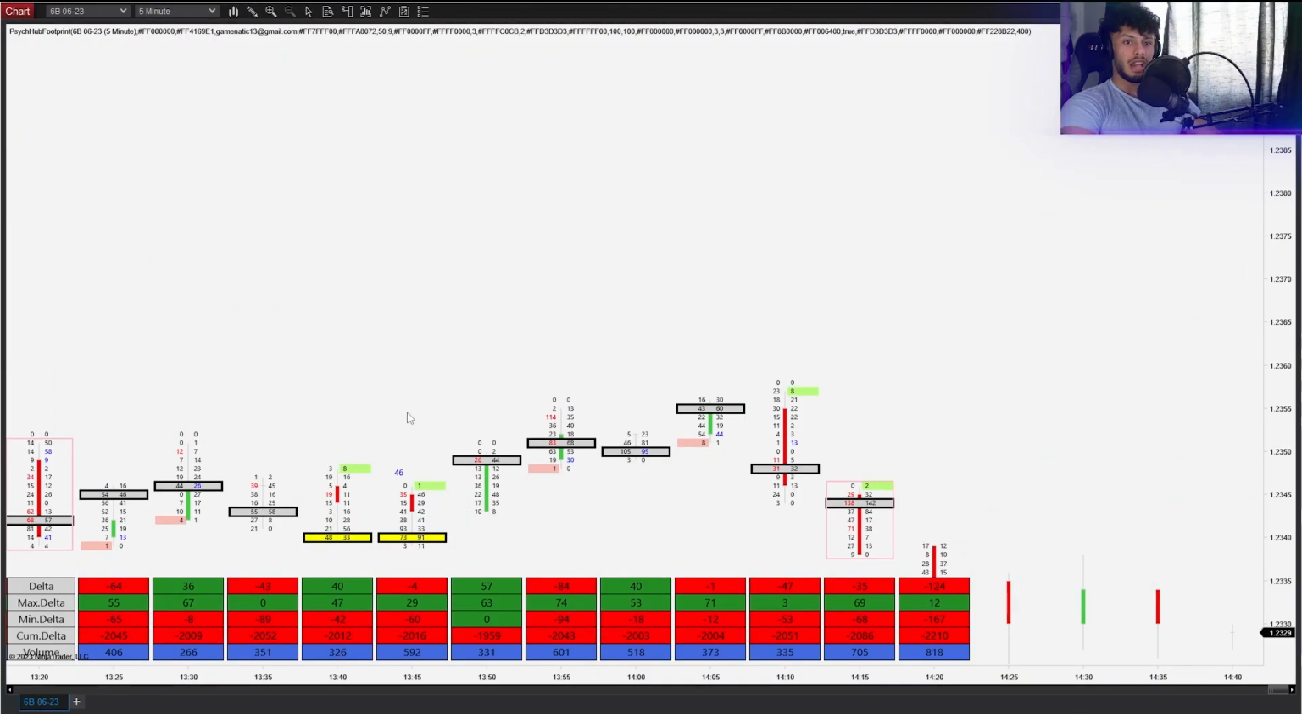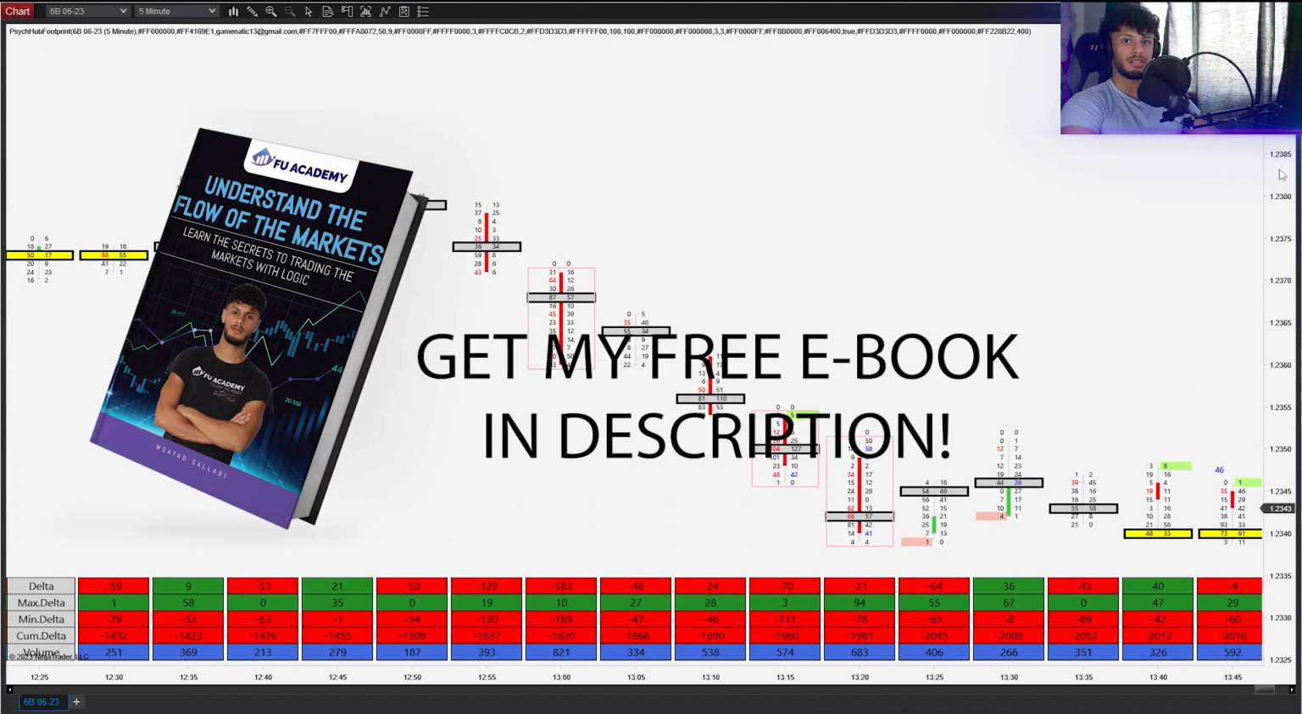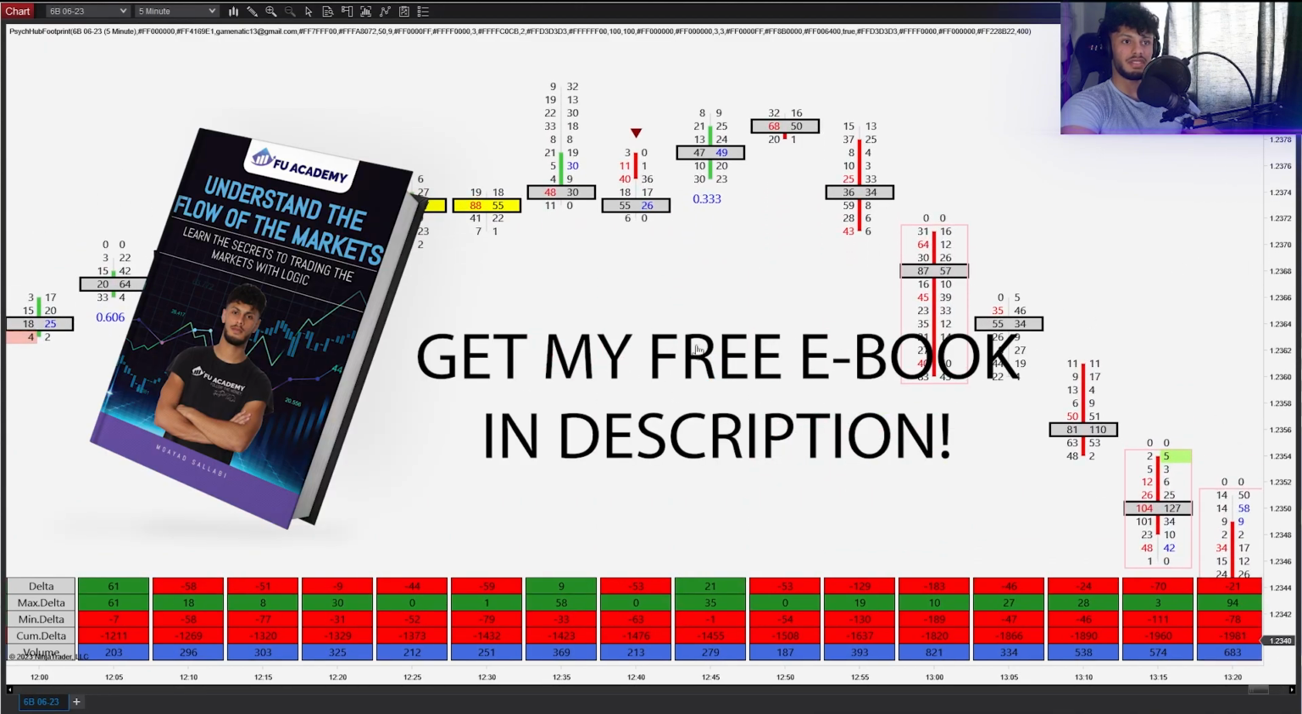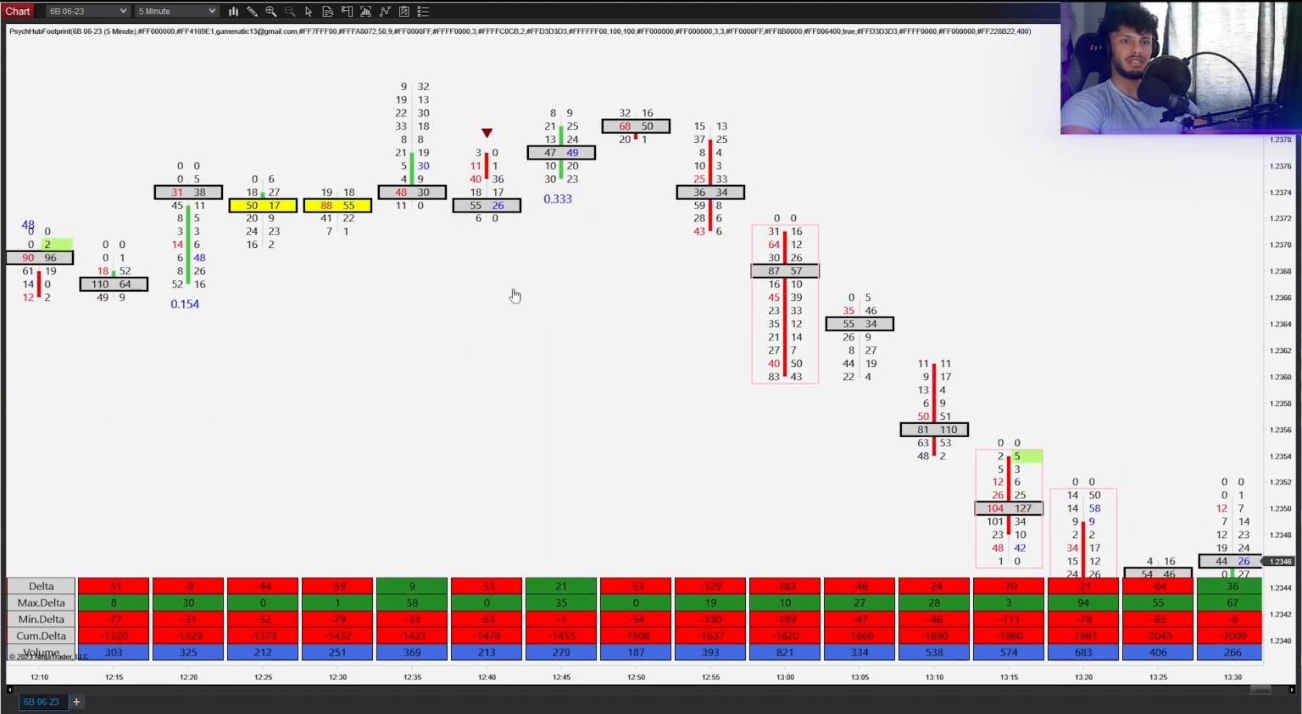Okay, and essentially this is what the footprint chart looks like. It's as simple as this. It gives me information. As you can see, it gives me numbers on the right, it gives me numbers on the left hand side, it gives me the candle, it gives me the usual price, and it gives me the time.